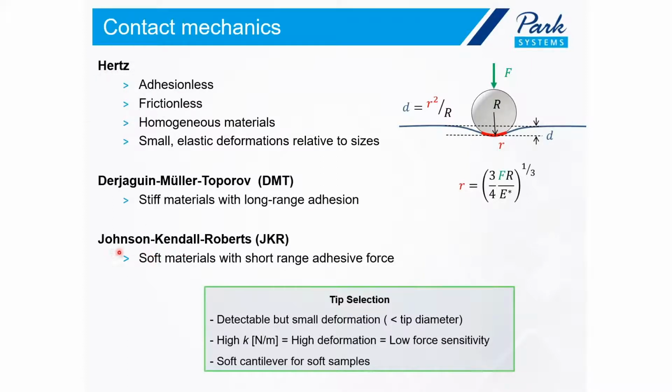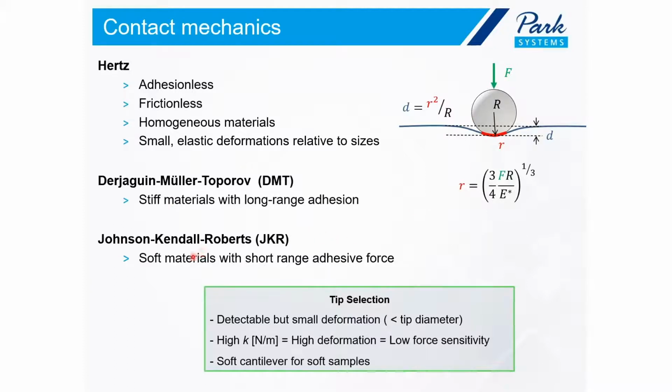And then there is the Johnson-Kendall-Roberts model, the JKR. It's mostly used for soft materials with short-range forces. So basically, JKR and DMT are two extremes of a spectrum, and your sample can lie anywhere in between. And if you are interested in quantitative measurements, you might need to take into account both of them.